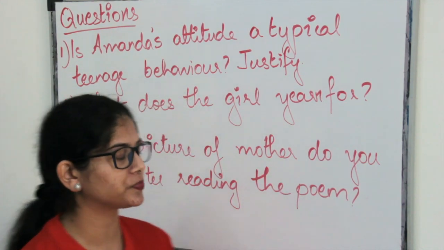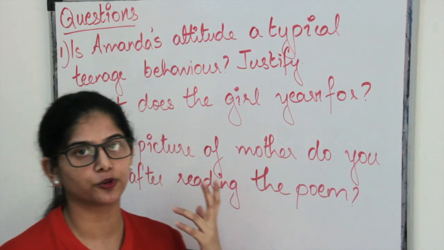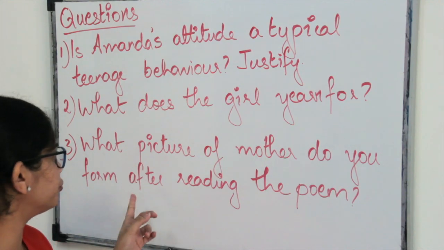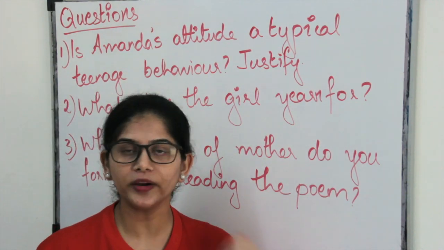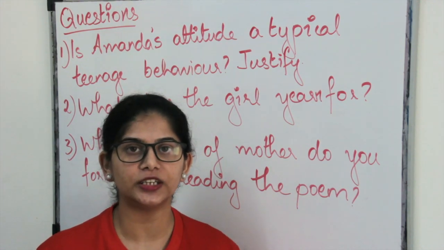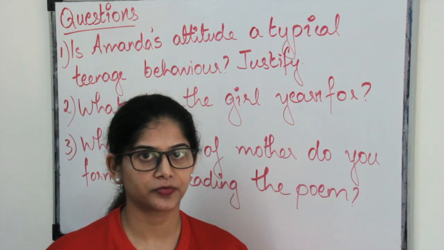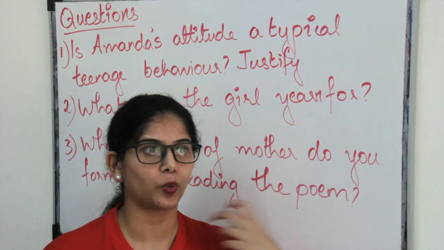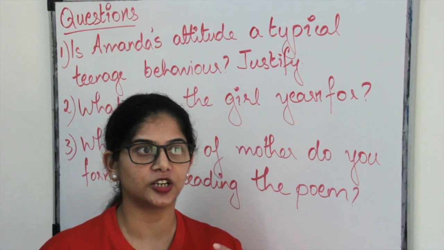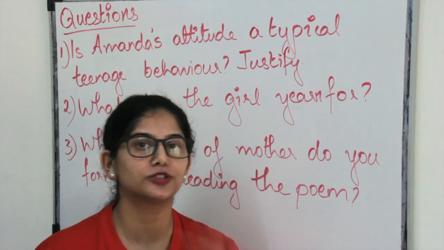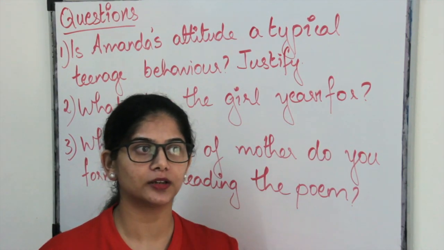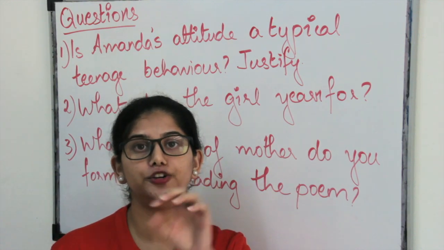Second question, what does the girl yearn for? It's almost the same thing. It's the freedom. What picture of the mother do you form after reading the poem? Over here, the nagging mother, you can find that the picture which forms is actually a dominating kind of mother. Okay, so you can find the mother who is quite dominating and who yearns for something. And what is she yearning for? She is yearning for her child to be a perfect figure, which is impossible. Everyone will have their defects. So over here you can say the mother has this particular figure of being dominating.